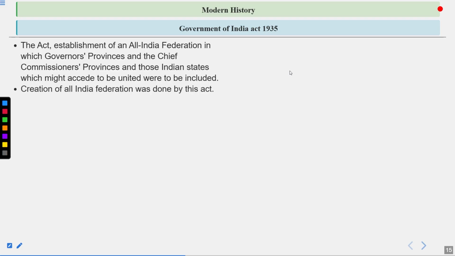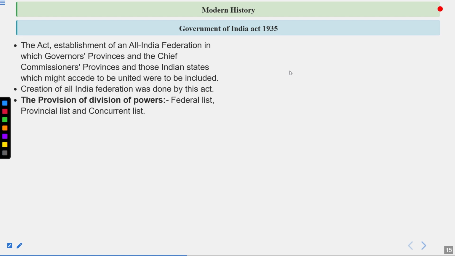Then the creation of the All India Federation was done by this act. Though this particular All India Federation was never implemented, because after this act came, in 1937 the provincial elections were conducted. Finally, in 1939 the Second World War started and the Britishers never got the time to introduce the provisions of this act.